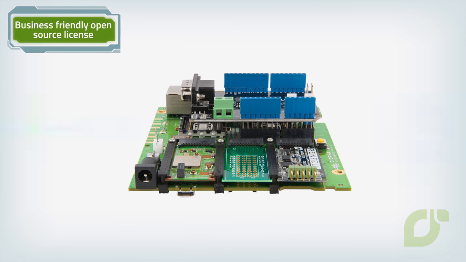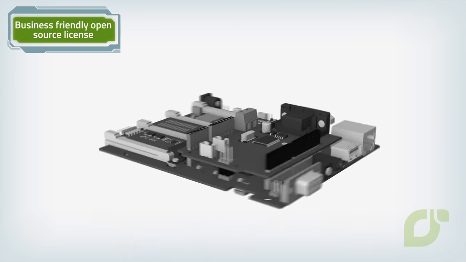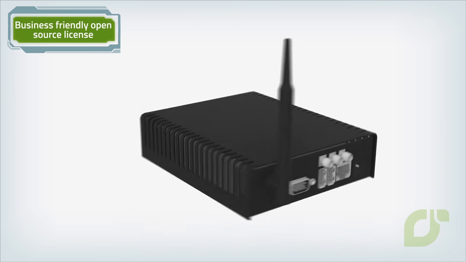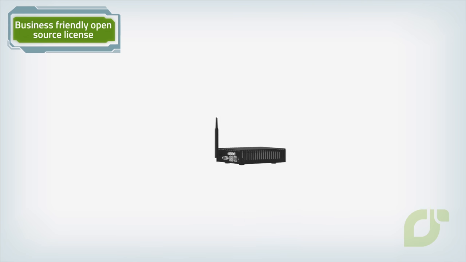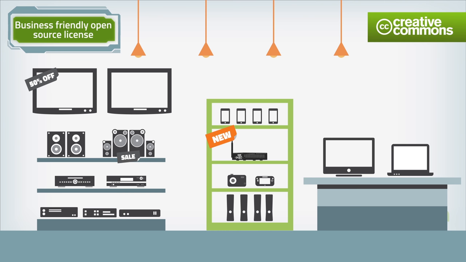Mango Green makes it easy to build industrial-grade products with vetted components, open-source software, and a business-friendly open license to modify and reproduce the design as you like. Released under the Creative Commons Attribution License, you are free to use the design to build commercial products, no restrictions.